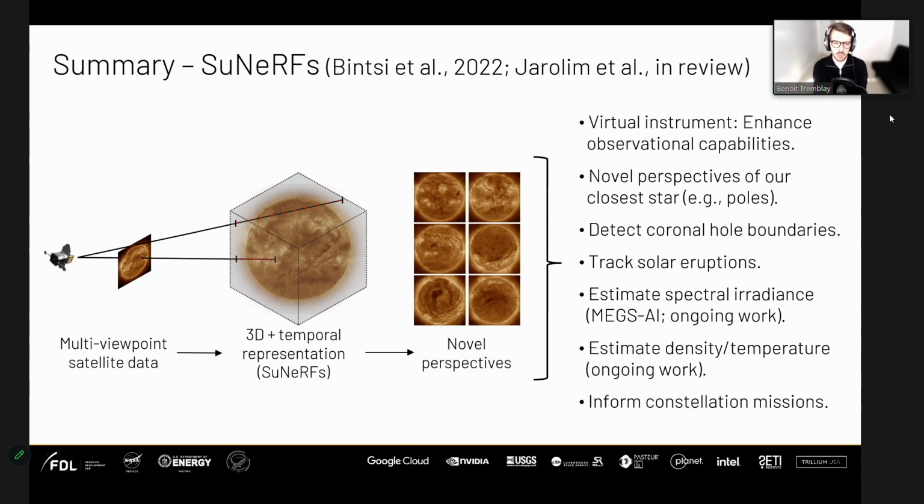And we also have a prototype at the moment where we're trying to estimate density and temperature as outputs rather than absorption and emission coefficients, which allows us to account for the different wavelengths available as well as the response functions from the instruments. And then finally, having those novel perspectives can help us inform future constellation or cluster missions. Thank you for your attention.